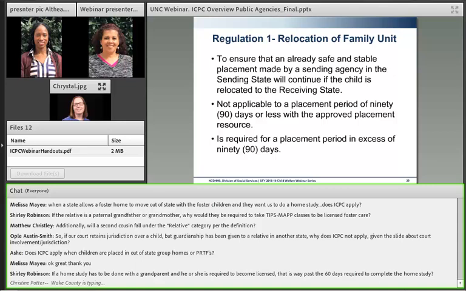It's applicable to placements in excess of 90 days. The intent of this regulation is really to allow the supervision to be uninterrupted. So while the request is for a home study or a license, it would also include supervision. The referral must include a copy of the current approved home study and/or a license, as well as progress and placement reports for the past 6 months.